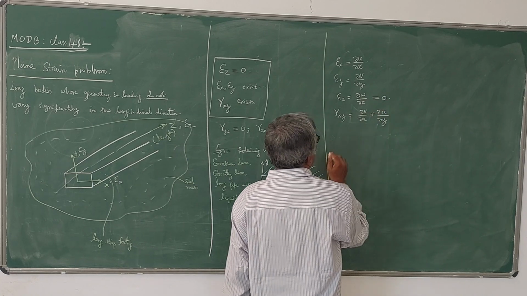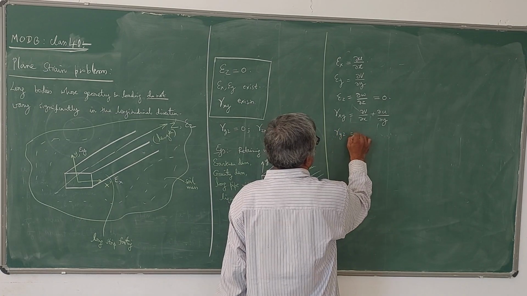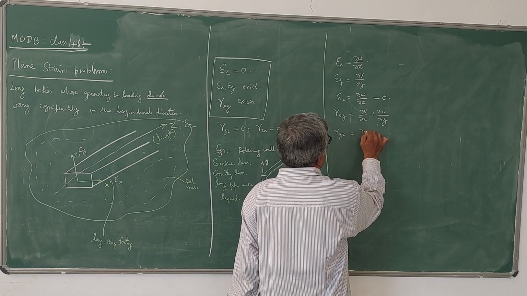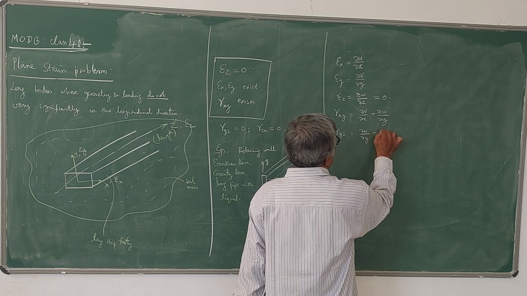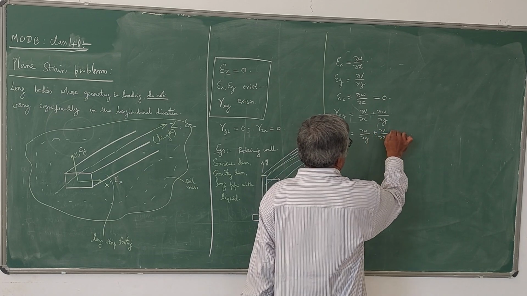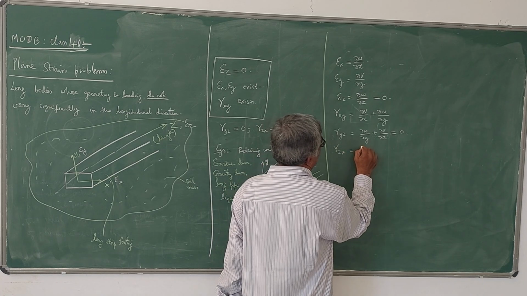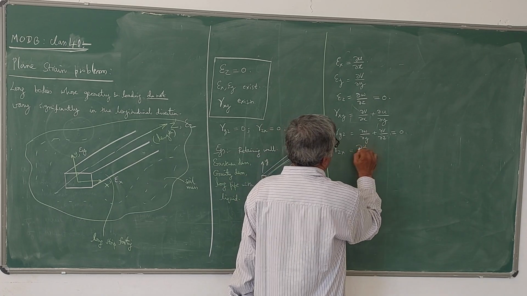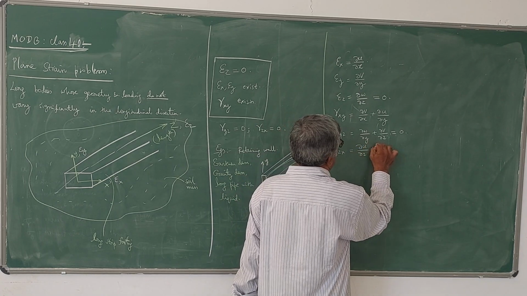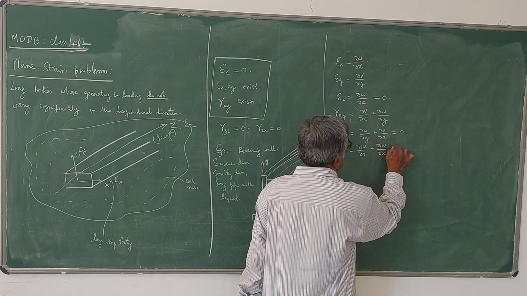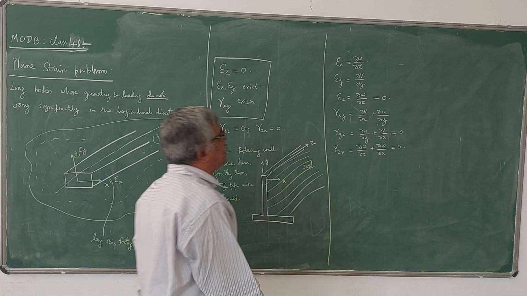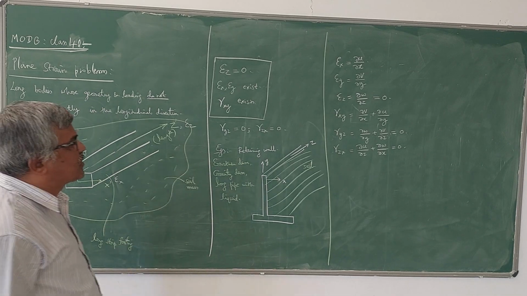So this will not be 0, whereas gamma yz, which is ∂w/∂y plus ∂v/∂z, this will be 0. Similarly, gamma zx, which is ∂u/∂z plus ∂w/∂x, this will be 0. So these are the 6 strain components.